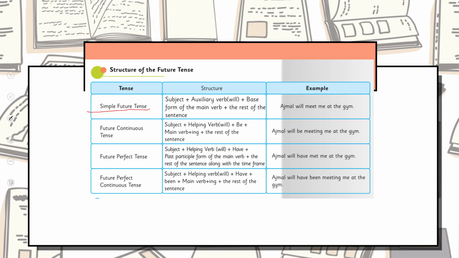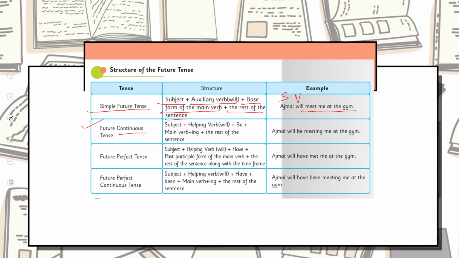For simple future tense, what do you need? You need auxiliary verbs like will, shall, etc. Subject plus your auxiliary verb will plus your base form of the verb and then the rest of the sentence. Subject is Ajmal over here, auxiliary verb is will, and the rest of the sentence in the very basic form. So that's how you make a simple future tense.